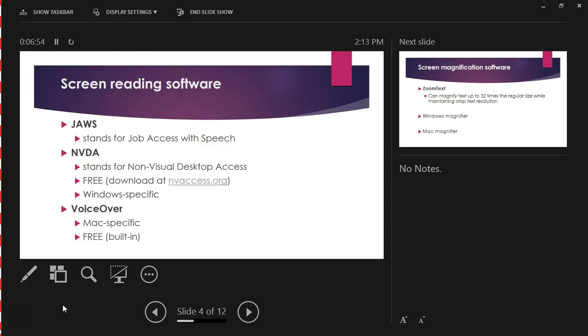But if you are a Mac user, VoiceOver is a built-in screen reader. That is very good, in my opinion, from what I've been able to see about it. And that is also free, obviously, because it's built into the machine.